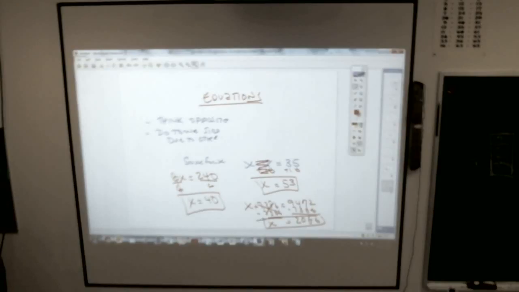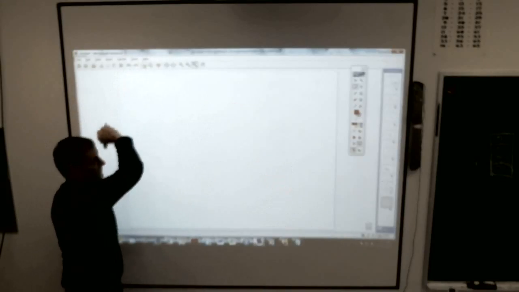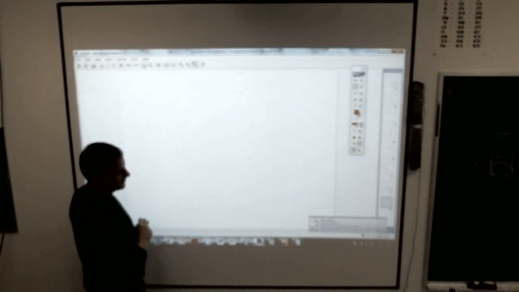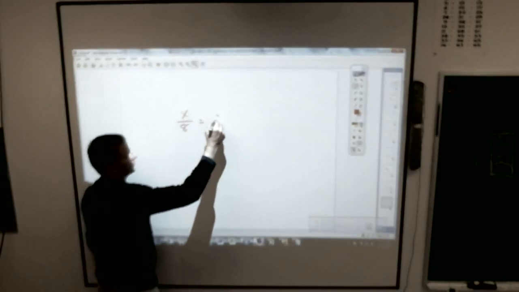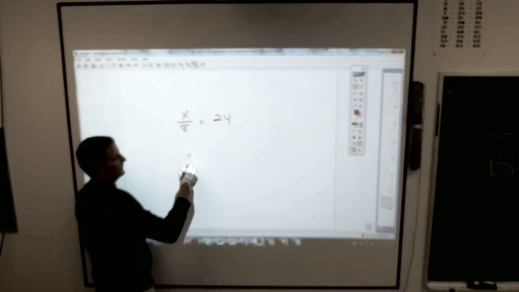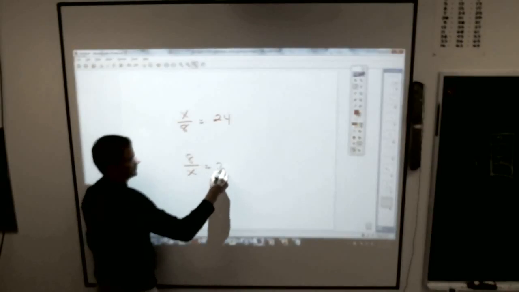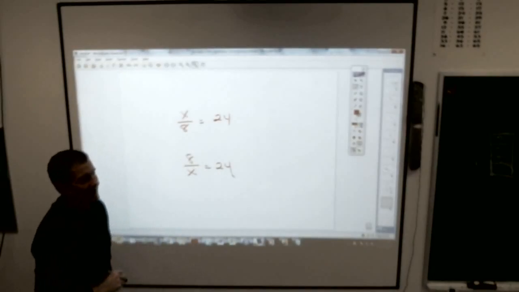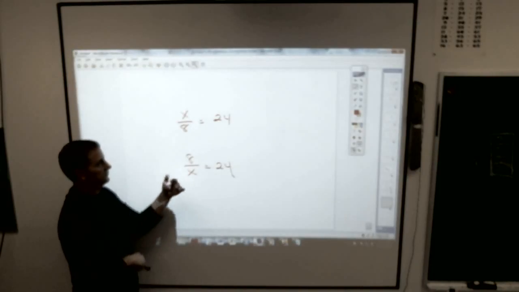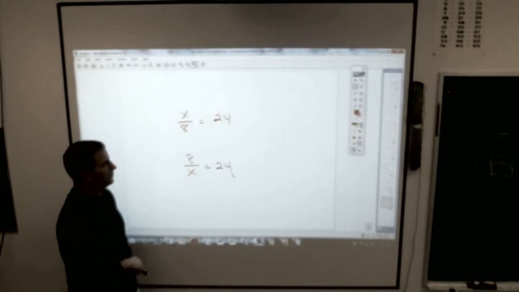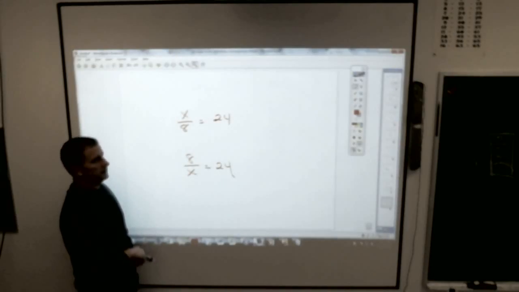Now, the division one gets a little snarky. I like that word, don't you? Snarky. Because of this. Okay? If you have x divided by 8 equals 24, and 8 divided by x is 24, those are not the same thing. And they don't give you the same answers. As a matter of fact, this is not easily solvable. I should have done it the other way around.